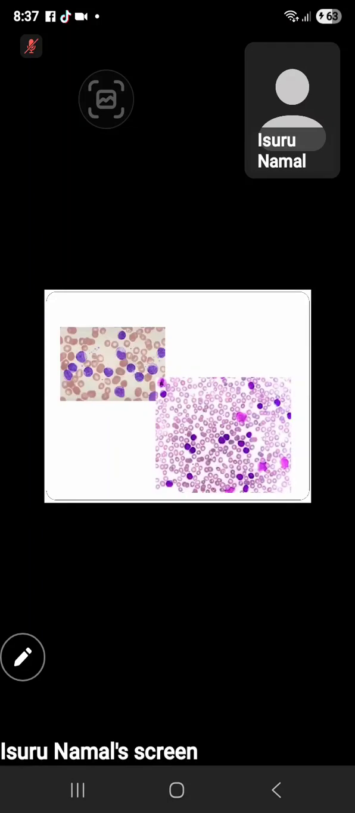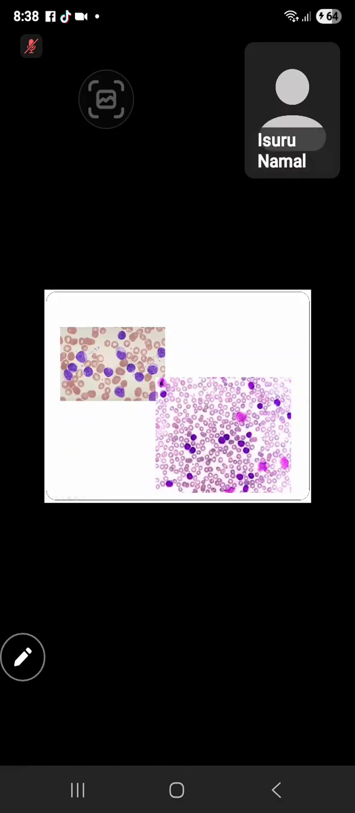Then this is the blood picture of CLL. Now, as I told previously, you can see these mature lymphocytes here. These are somewhat reactive looking, but you can see mature lymphocytes are there. Then I told you about smudge cells. You can see these smudge cells, right?